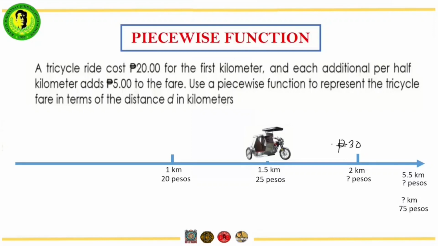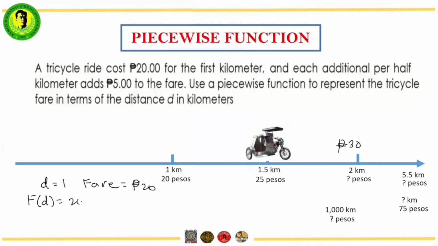Now, how much is the fare for 5.5 kilometers? Will you still draw illustration? How about what is the distance that will give you 75 pesos? How about what is the fare for 1,000 kilometers? Will you still draw illustration? What if we create a function or formula to generalize what is happening with the problem? Let's create the piecewise function.